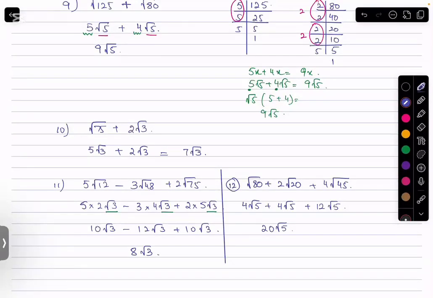45 के क्या factors आ रहे थे? 5, 3, and 3. ठीक है. So 5, 3 and 3 का मतलब है आपने एक 3 को common कर लिया and that 3 got multiplied by 4 giving you a 12 root 5. Isn't that so?